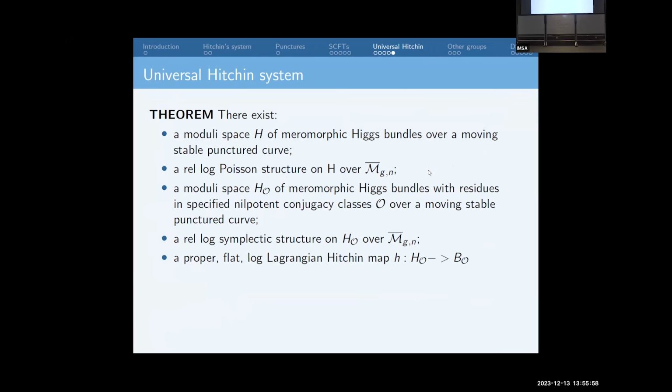Here are the results. So there exists a moduli space H of meromorphic Higgs bundles, or punctured Higgs bundles, over a moving stable punctured curve. There's a relative log Poisson structure relative to the map to M_g-bar. A moduli space H_O of meromorphic Higgs bundles with residue in specified nilpotent conjugacy classes, again over the moving curve. And on it, there's a relative log symplectic structure, again over M_g-bar. And finally, there's a proper flat log Lagrangian Hitchin map from H_O to B_O.